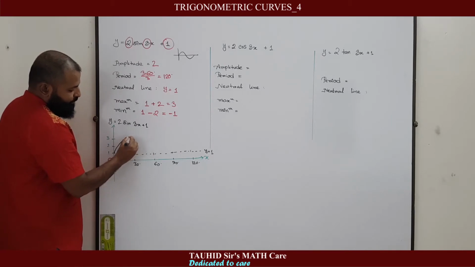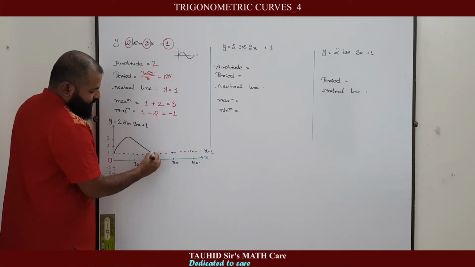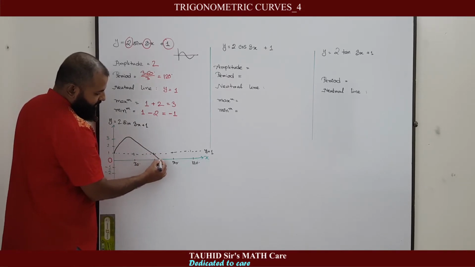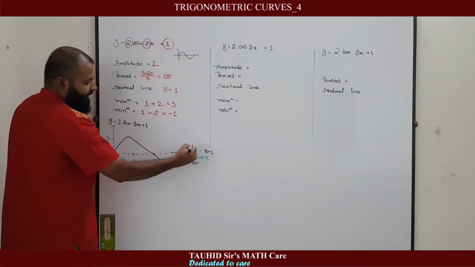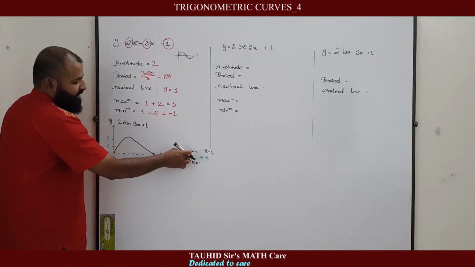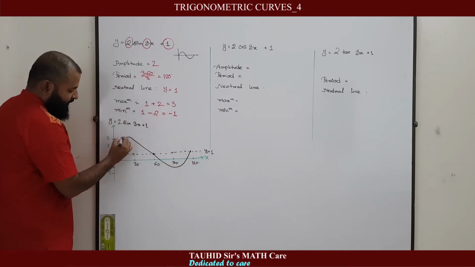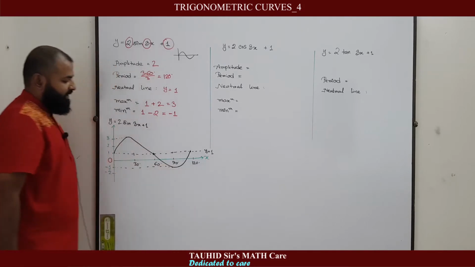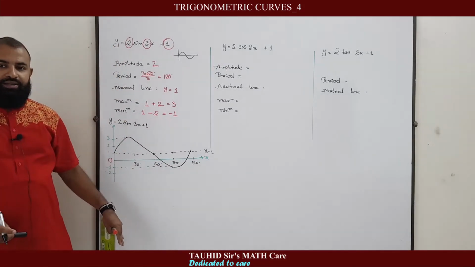So it will increase 2 units, then it will cross the neutral line at 60 degrees, the half of the period. At 90 degrees it will reach its minimum, that means minus 1, and finally at the period, at 120 degrees, it will cross the neutral line again. The maximum is 3 and the minimum is minus 1. So this one is done.